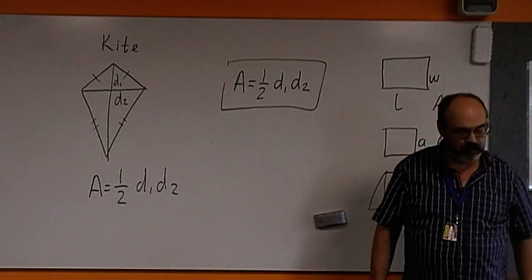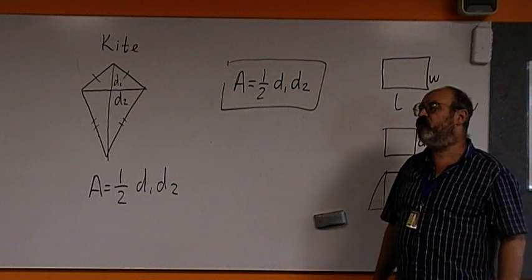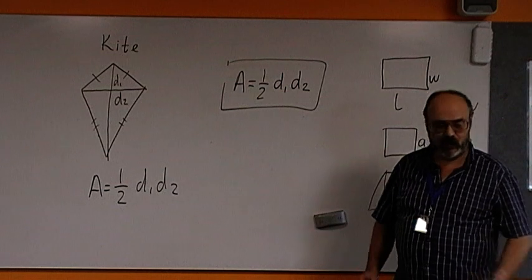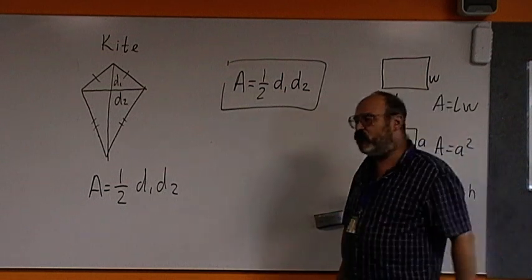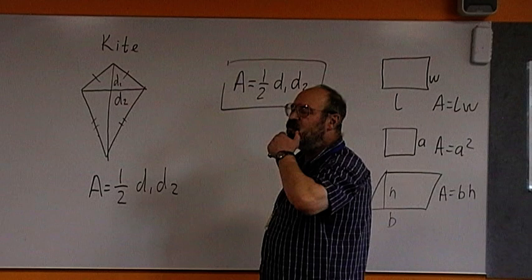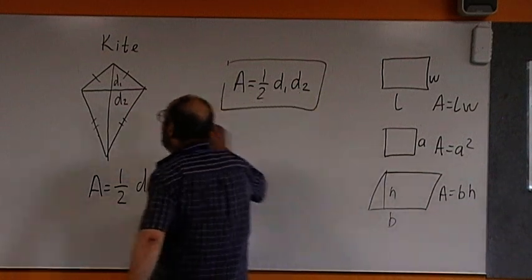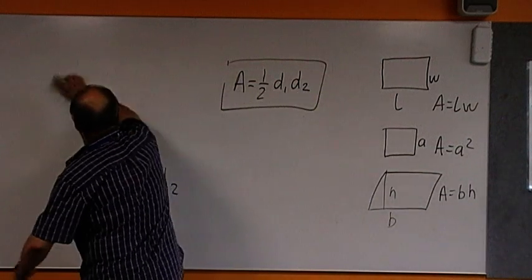And now the next shape, which, for some reason, most students cannot memorize, even though it is a simple formula. The next shape is called a trapezium.